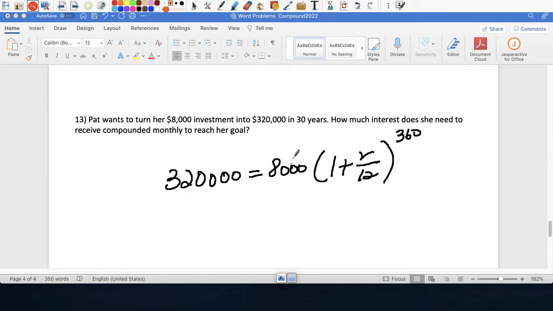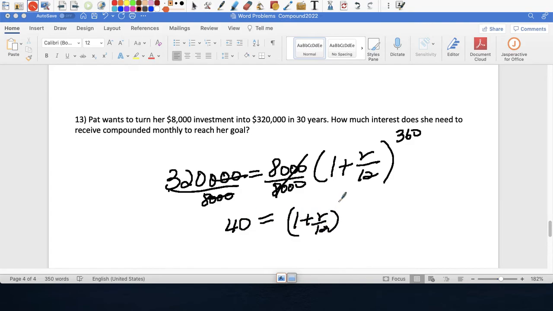All right. First things first, let's get rid of that 8,000. I'm going to divide both sides by 8,000. All right. So this is gone. This is gone. This is going to be 40. 1 plus r over 12, to the 360. We're going to take the 360th root on both sides. That goes away. That goes away. I'm left with 1 plus r over 12 on that side.